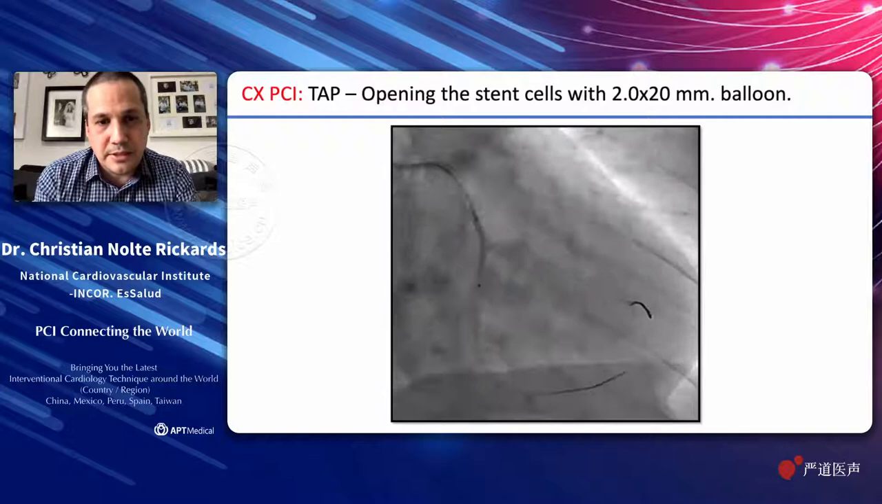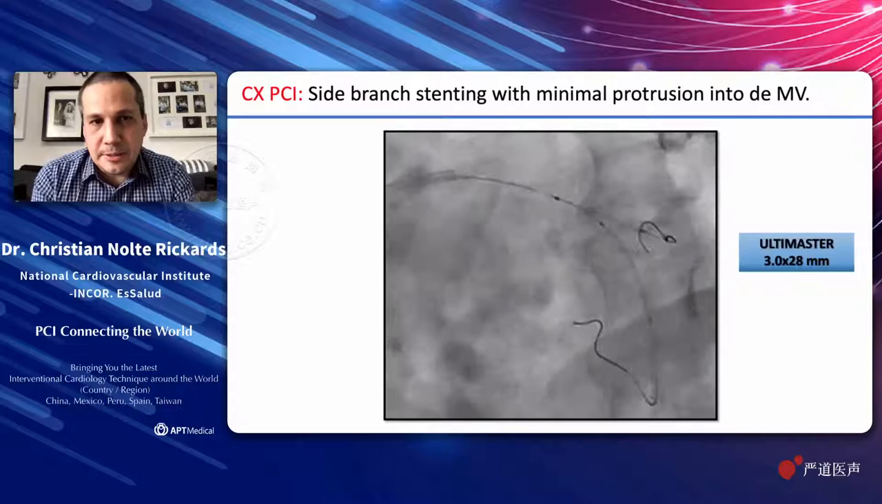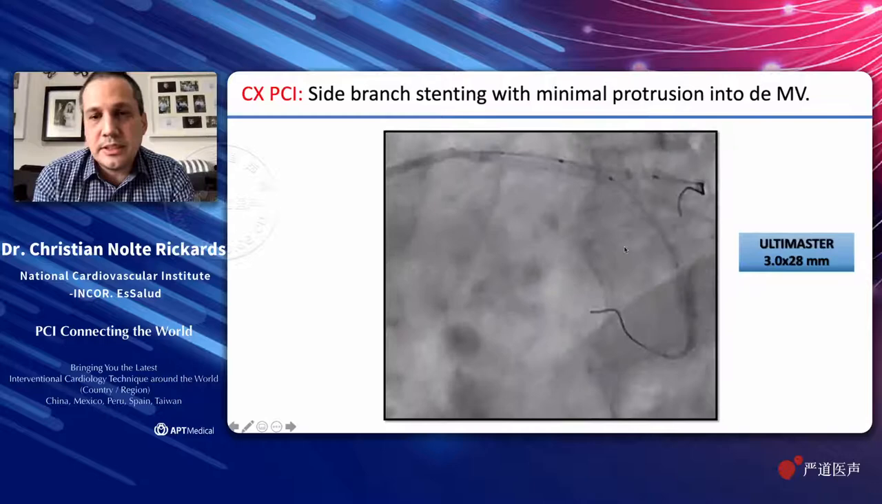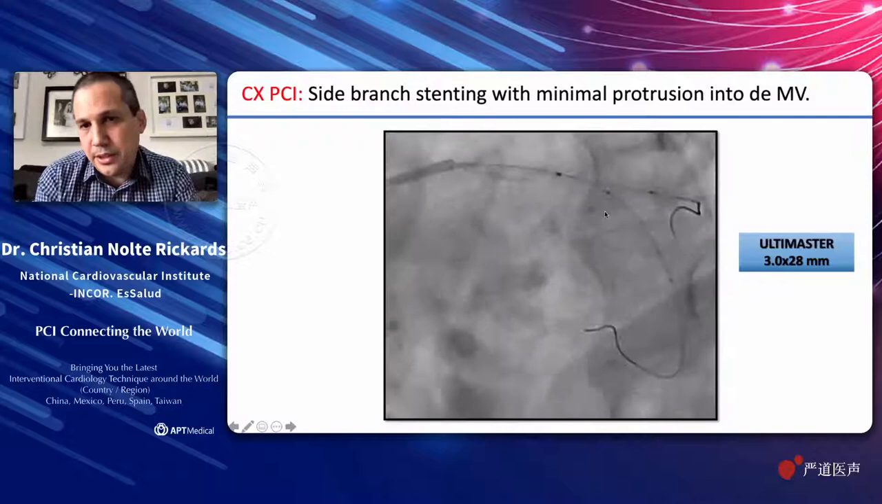After that, we advanced another Ultimaster 3.0 by 28 millimeter into the side branch. And we were sure that we were overlapping the stent with the stent previously deployed in the distal circumflex. And we used this spider view because it was the view where we had a better view of the initial segment of the distal circumflex.